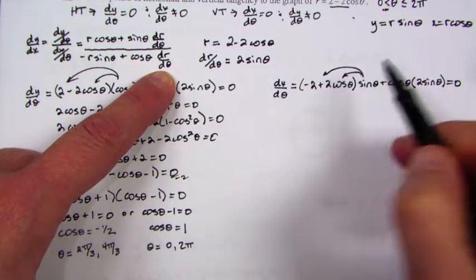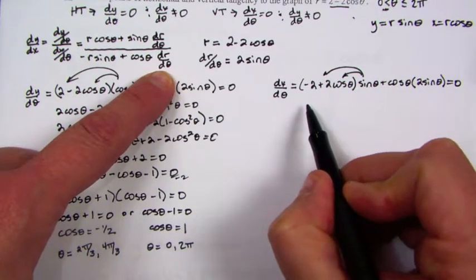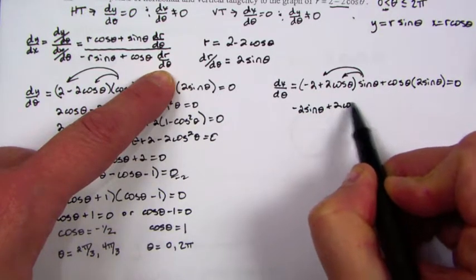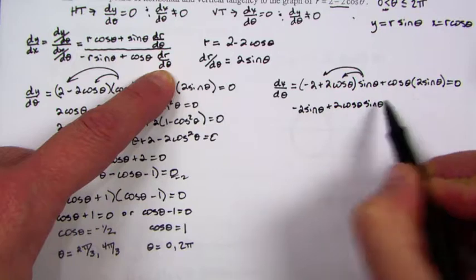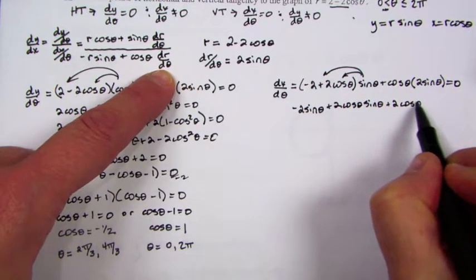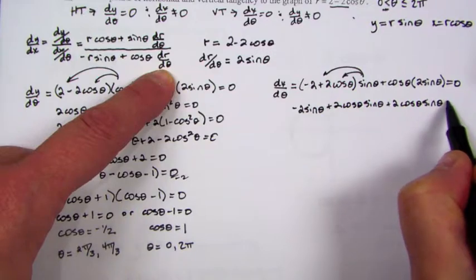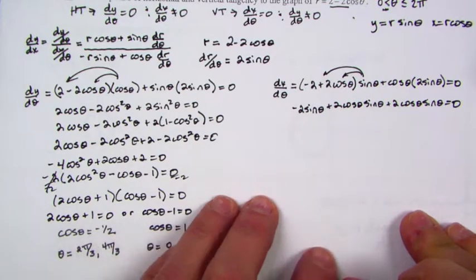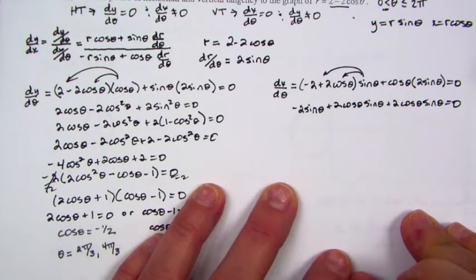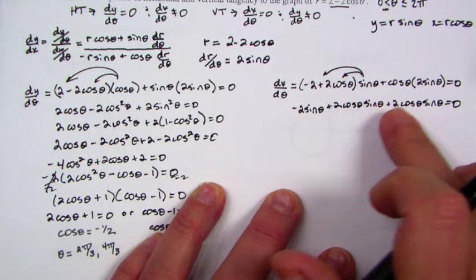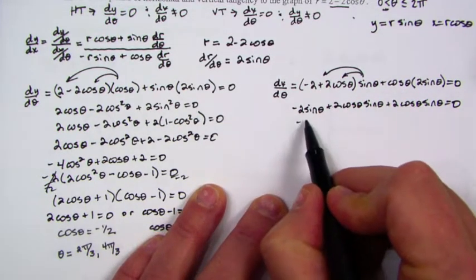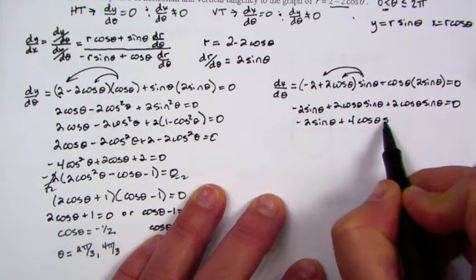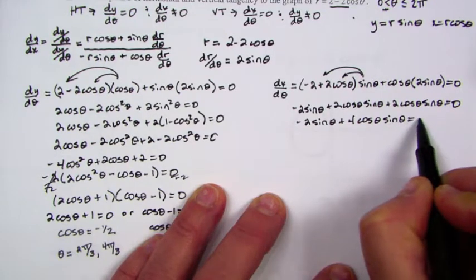I'll distribute here. And I have negative 2 sine theta plus 2 cosine theta sine theta plus 2 cosine theta sine theta. And again, I want where that's equal to 0. Okay, I'm going to combine these two. Those are like terms. I'm going to have negative 2 sine theta plus 4 cosine theta sine theta is equal to 0.